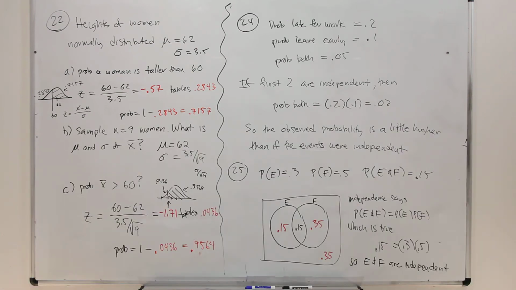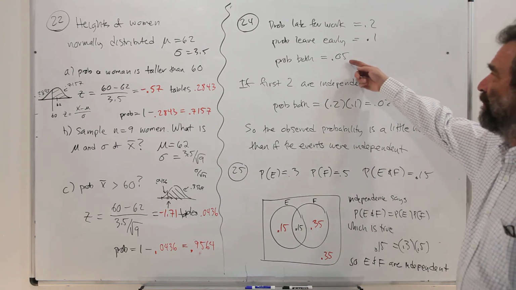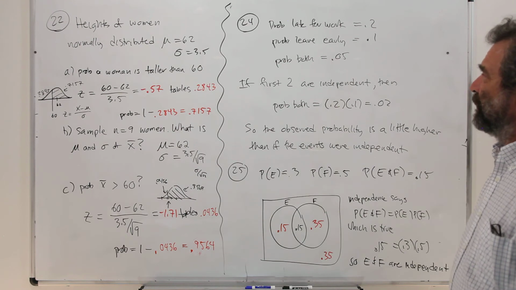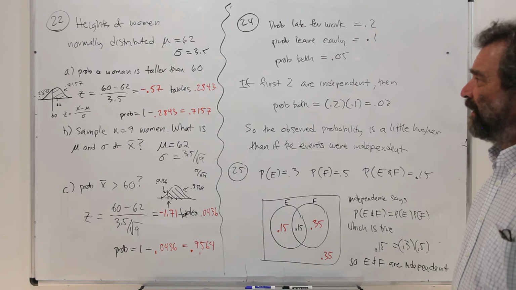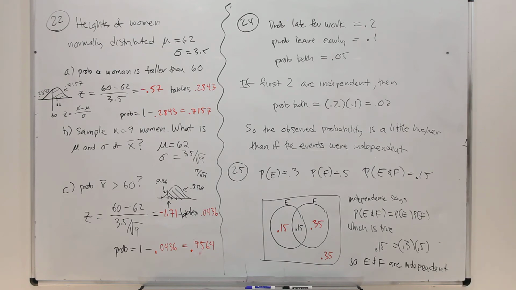So that says, if you're late for work, your chance of leaving early is probably a little bit bigger than 0.1. Is that right? It's a little higher. Well, it should be 0.2, and it's 0.05. That makes sense. So the two go together a little more frequently than you would think if they were independent. And that probably is the way life is.